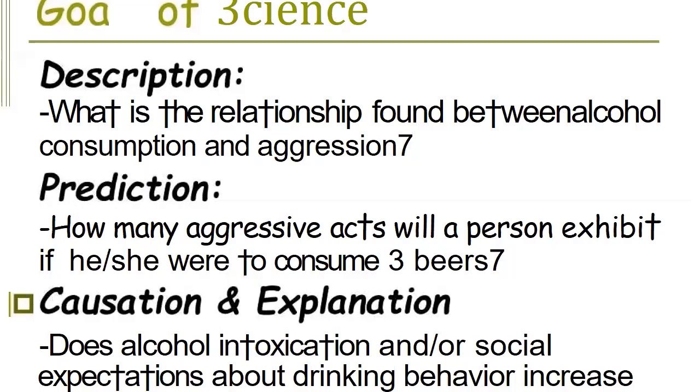And causation and explanation. Does alcohol intoxication and or social expectation about drinking behavior increase aggression? So this is the causation, because we just established the cause and effect. So we can say there are 3 aims. First is to describe your finding, that will give the relationship. Second is the prediction based on your finding. Again, you make some regression model, and then you establish the conclusion and explanation.